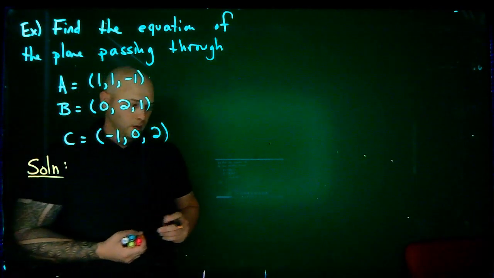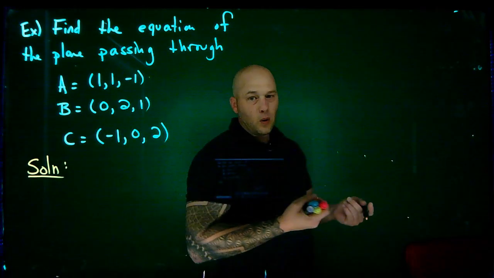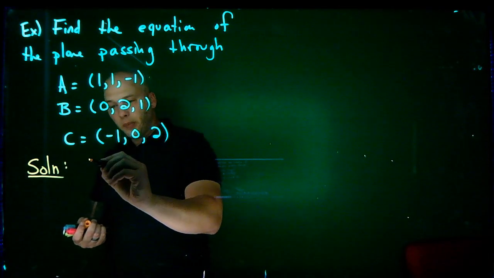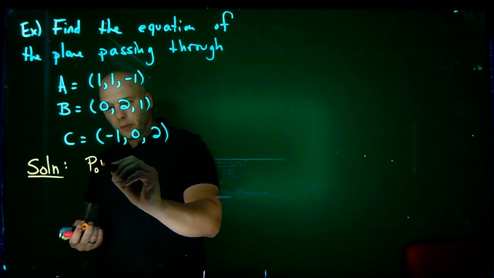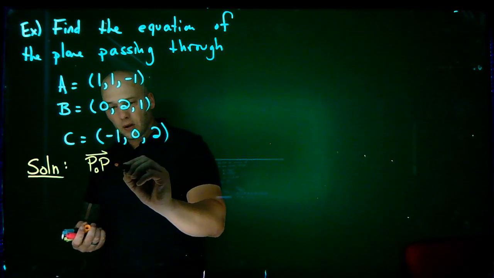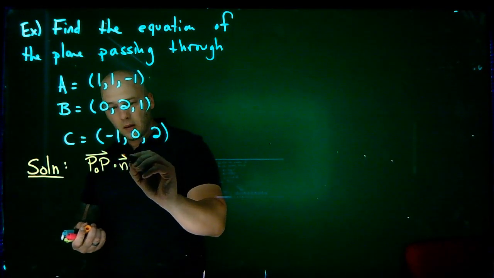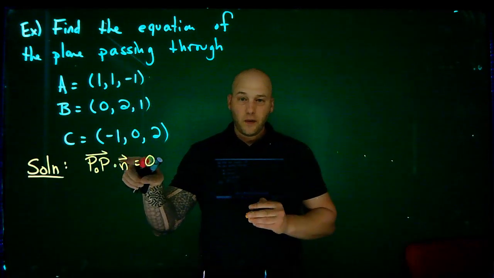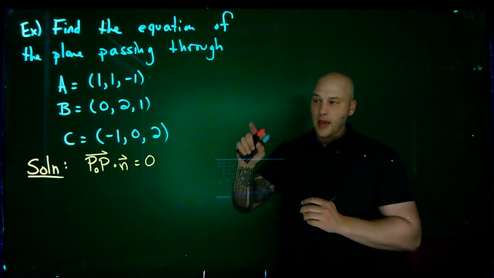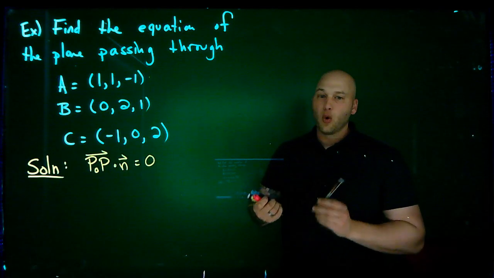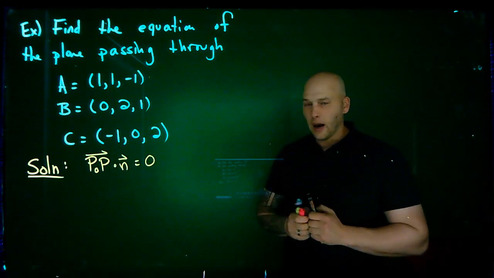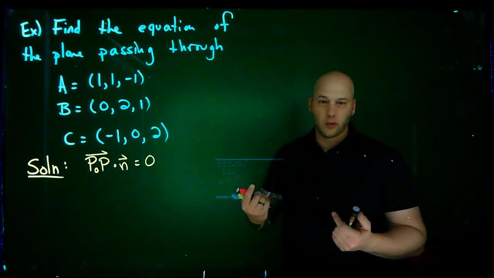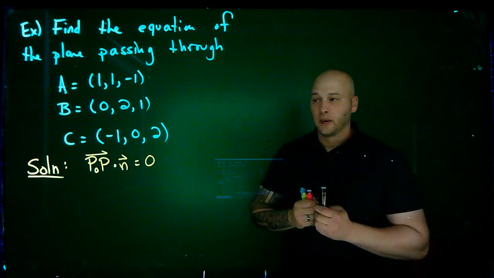Okay. What do we need? Well, the equation of the plane, remember, was the vector P naught to P dotted with n is equal to 0. P naught is a fixed point in the plane. N is going to be a vector that is normal to the plane. And P was just the generic point x, y, z. That's how I get my variables in there.